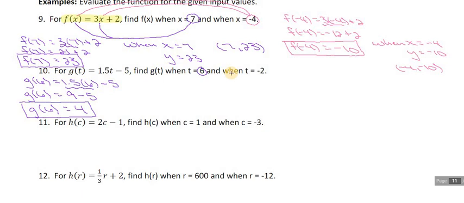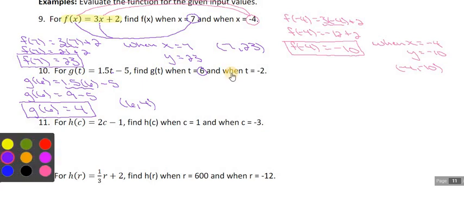So when t equals 6, g of t equals 4. When x is 6, y is 4. So even though we're using completely different variables, the input is always going to be referred to as what we would call the x. So 6, 4 would be equivalent.